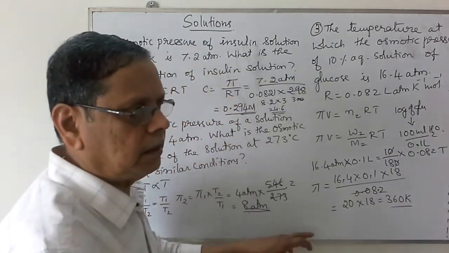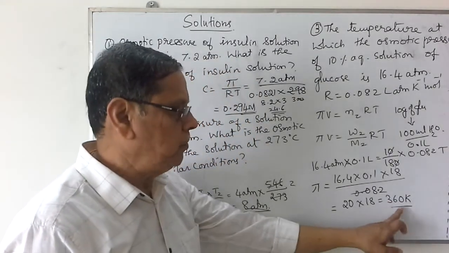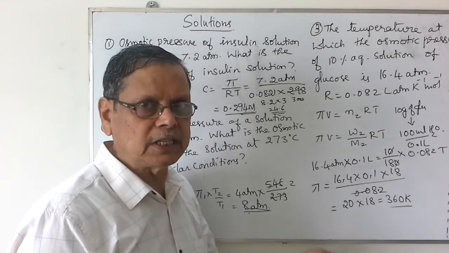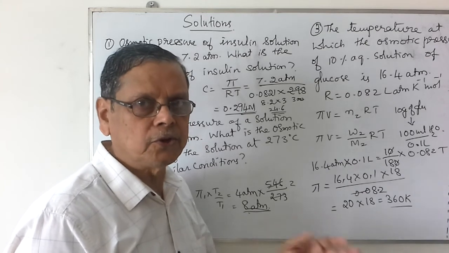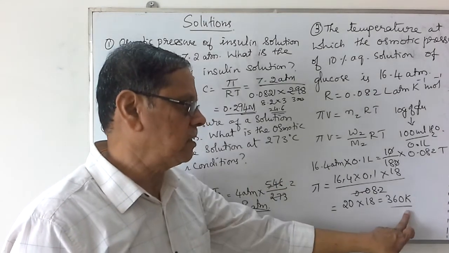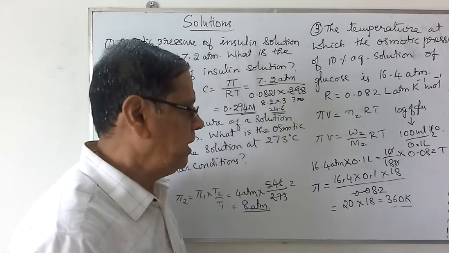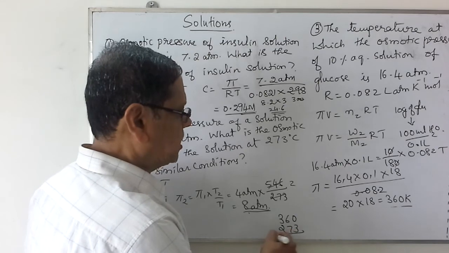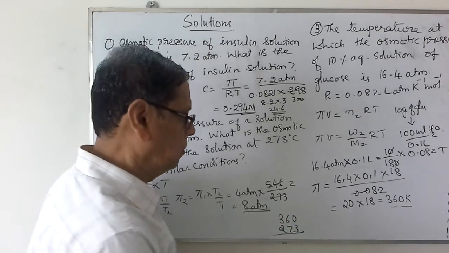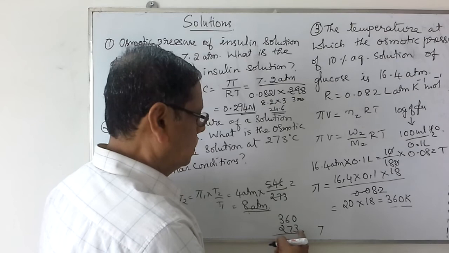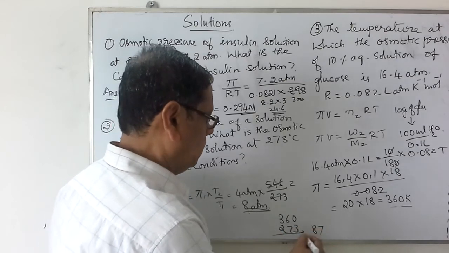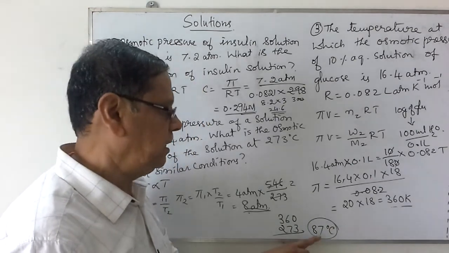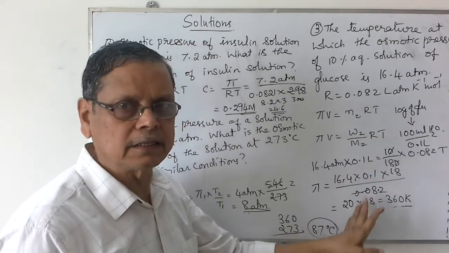If it is a multiple choice type question, they may give you the answer 360. But 360 can be expressed either as 360 degree Celsius or 360 Kelvin. You should look carefully and select the answer 360 Kelvin. Otherwise, the option may be in degree Celsius by subtracting 273, which will be 87 degree Celsius. 87 degree Celsius or 360 Kelvin is the correct answer.